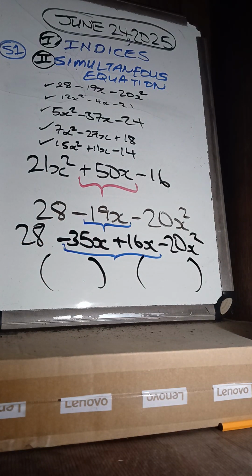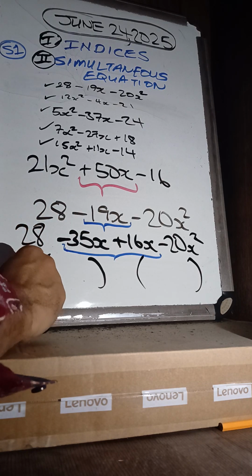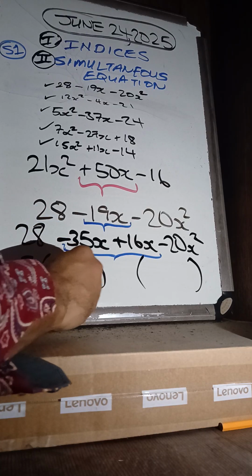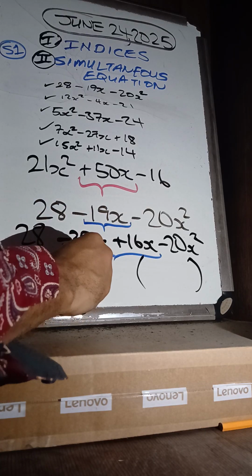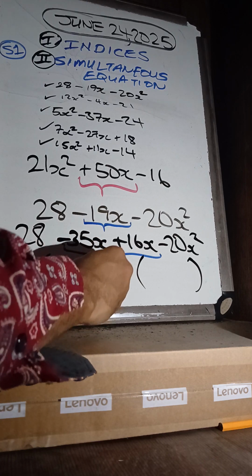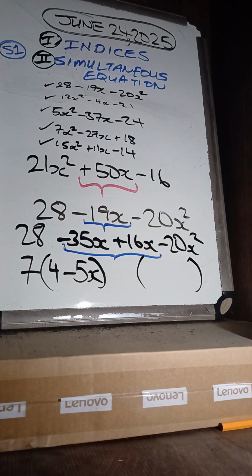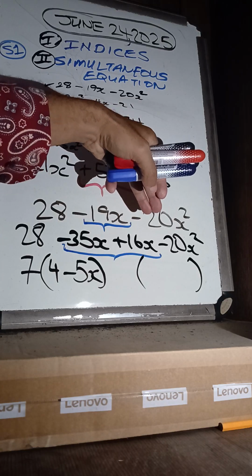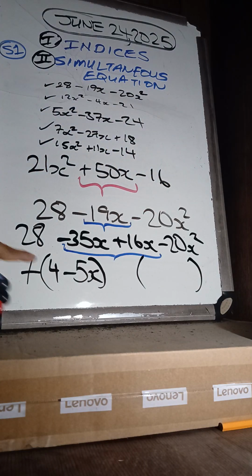What is your HCF of 28 and 35? Naturally, that's going to be 7, right? You'll put 7 out here. Divide this by 7, you'll have 4. Minus 35x over 7 is minus 5x. And now, you're going to take this here, your plus 16x, and divide it by this right here. You're going to get plus 4x.